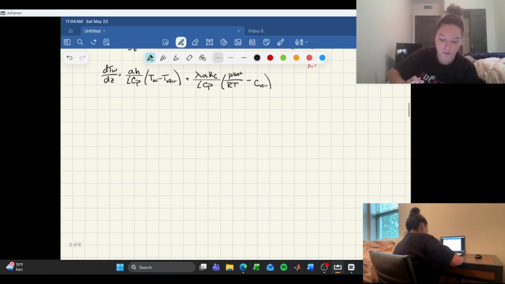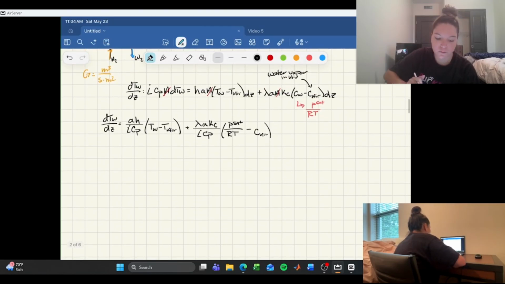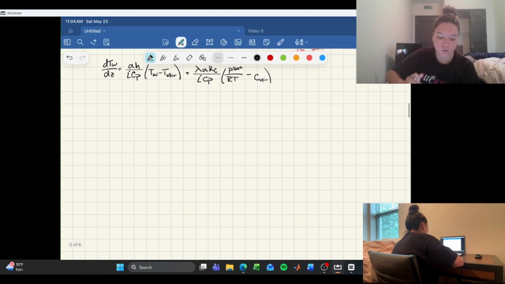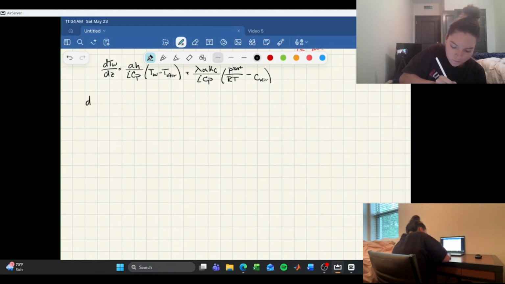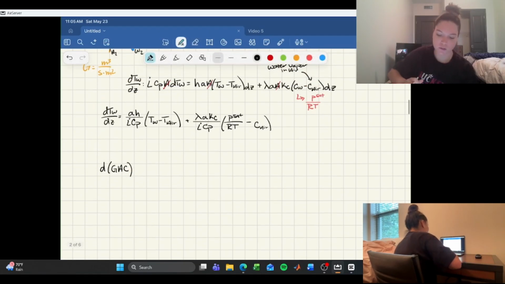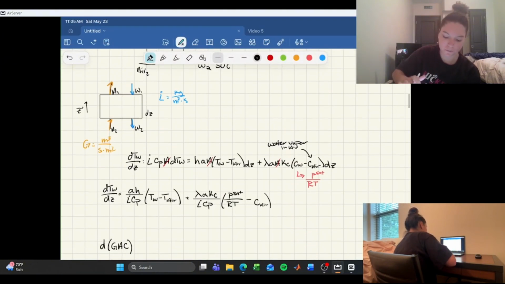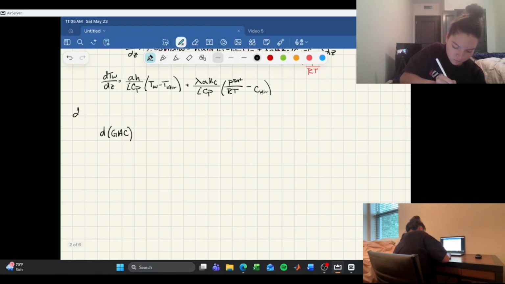So now looking at the air, we said that the volumetric flow rate of air was G, which was in meters cubed per second times meters squared. So we're going to have the change in the volumetric flow rate of air times the area times the concentration. Sorry, let me move this over, because this was to solve for the change in concentration with respect to position. So I'll just note that.